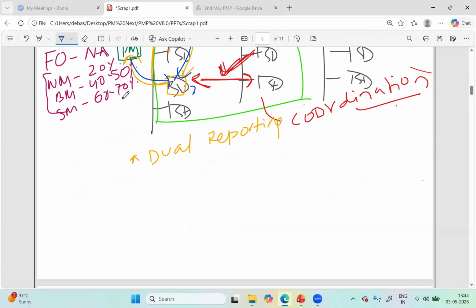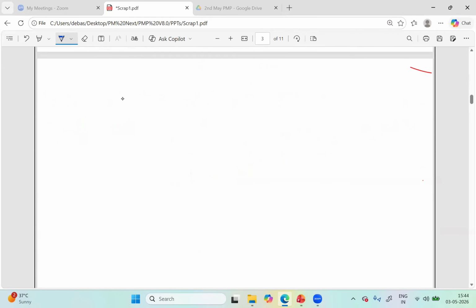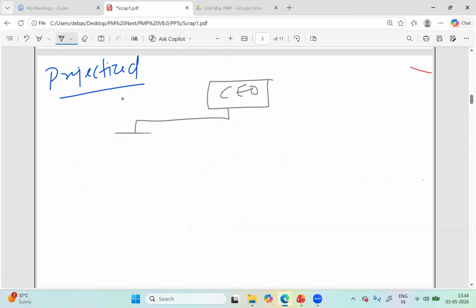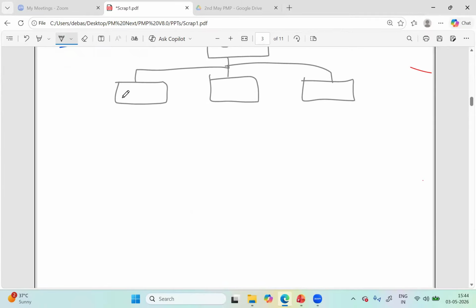Then I'll take you to the other extreme, project oriented, also termed as projectized. I'll write it here. Let's call it projectized. Now here the structure is very different. Watch. Again, let's say he's the chief executive. The first difference: there is no function and no functional manager. We don't have a concept of an engineering function with somebody heading it. Simply not there. Instead, here, project manager 1, project manager 2, project manager 3, and so on.